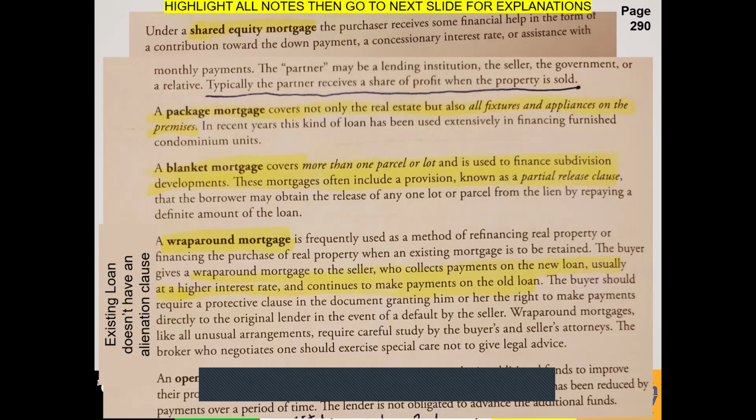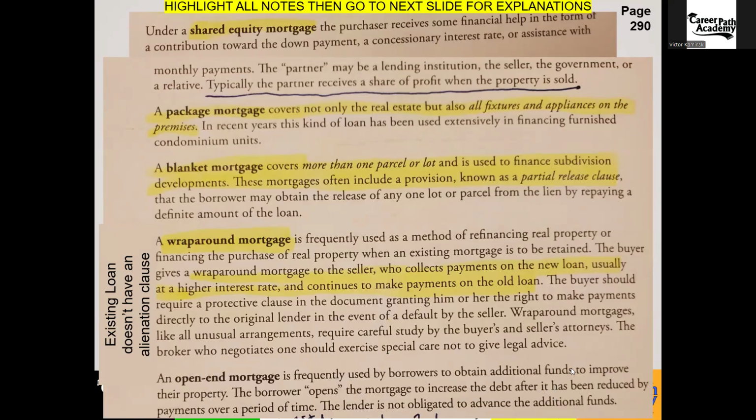Alrighty. Let's see. Then you have a blanket mortgage. Blanket mortgage covers more than one lot. This is often used by small builders and developers. They have one loan to buy the real estate, and then as they subdivide the property and sell off a smaller portion of the property off the larger one, the loan is paid back little by little.